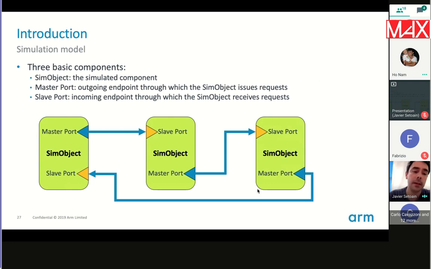So the simulation model in Gem5, we have three basic components. The sim objects, which are the elements that will simulate functionality, so to speak, and then master and slave ports that will be used to communicate between components.